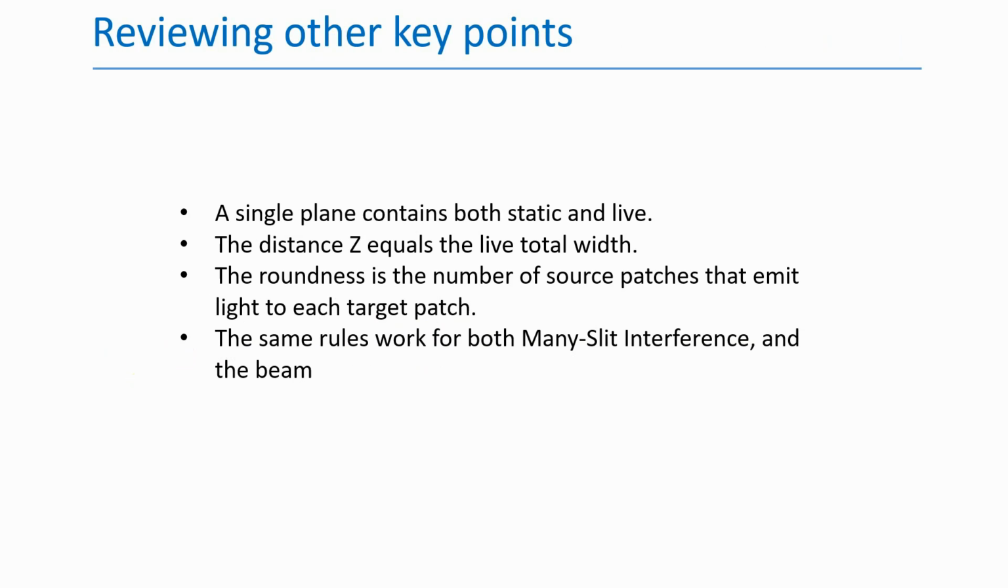Let's review a few other key points. A single plane contains both static and live. The distance z equals the live total width. The roundness is the number of source patches that emit light to each target patch. The same rules work for both many-slit interference and the beam.